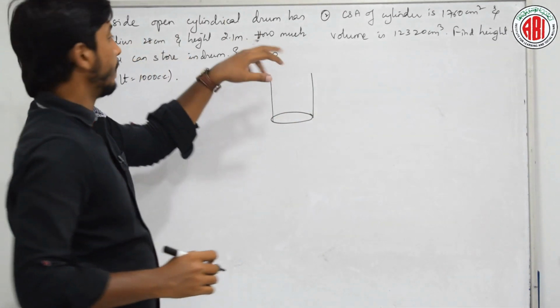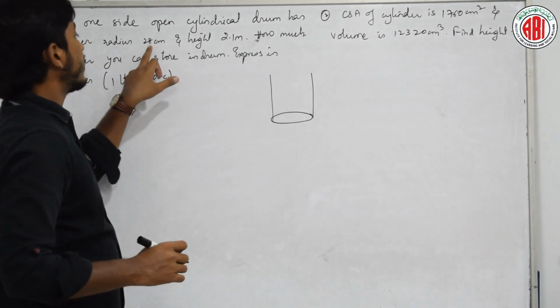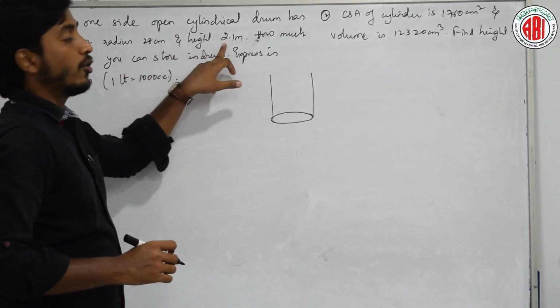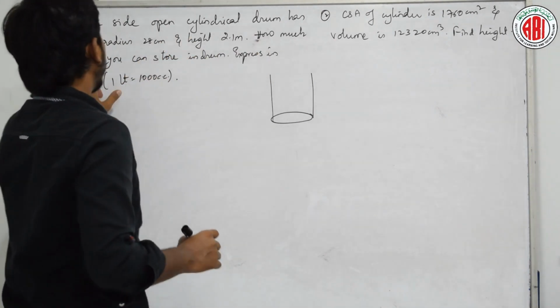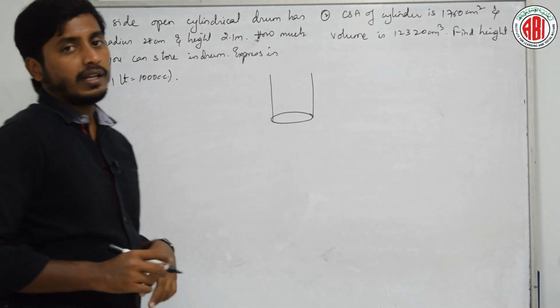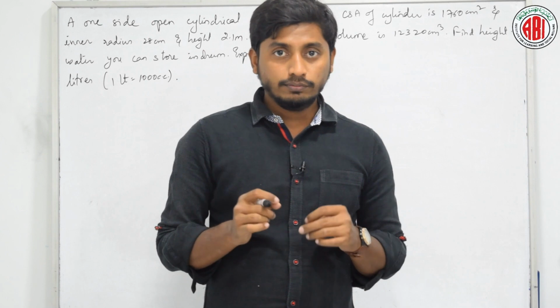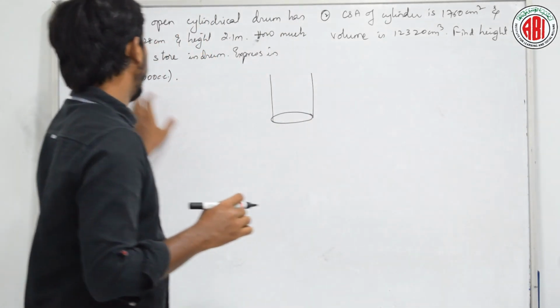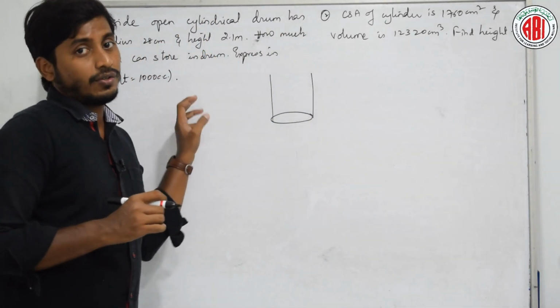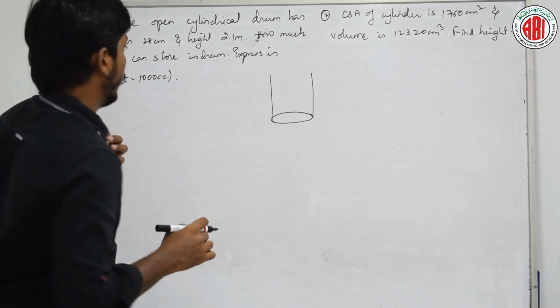This is open, with inner radius 28 centimeter and height 2.1 meter. How much water can you store in the drum? Tell me. Water is always in the form of volume, in the form of liters. So we have to find the volume.